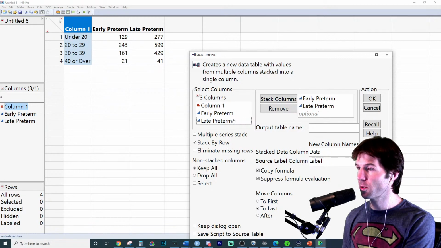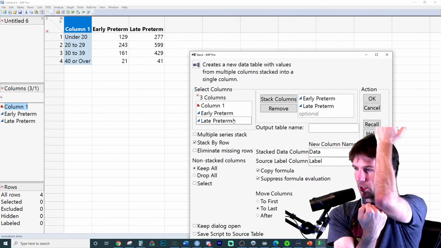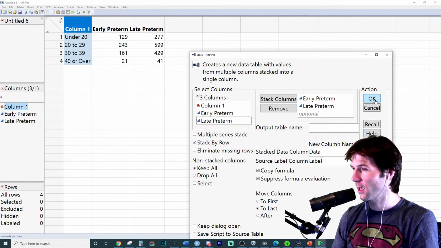So with the new data inside of JMP right here, we're going to go to Tables. And we're going to go to Stack. We're going to stack the blue quantitative columns. Stack means you take a column, you've got columns right here, and you stack them on top of each other. So these columns are going to get stacked. Let's click OK and stack the columns.